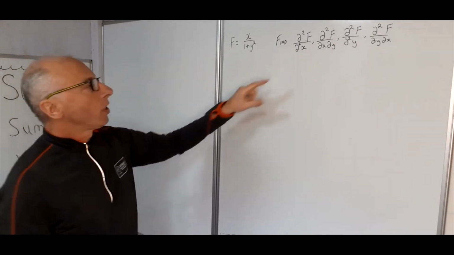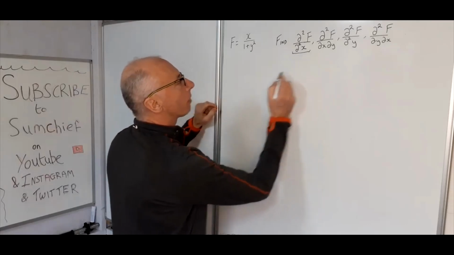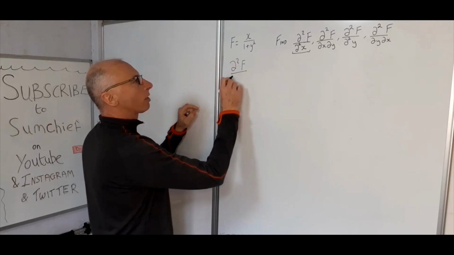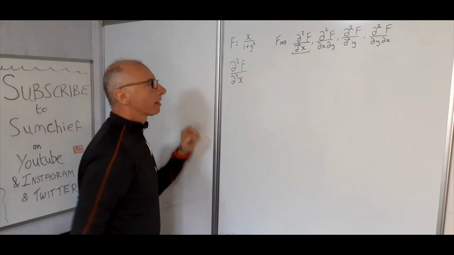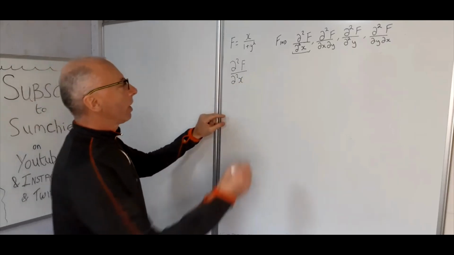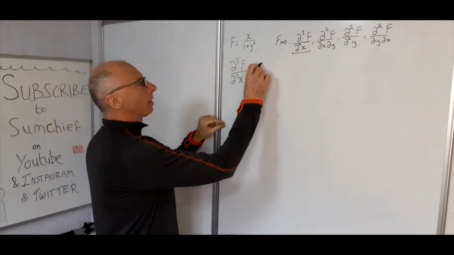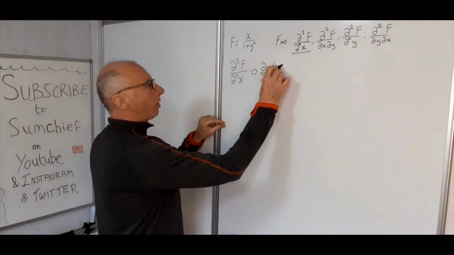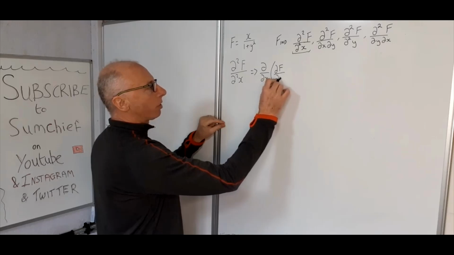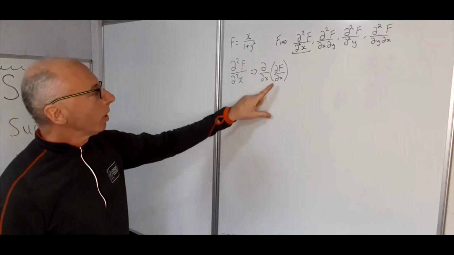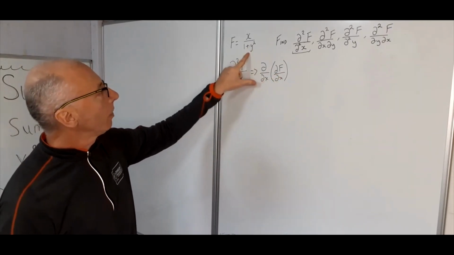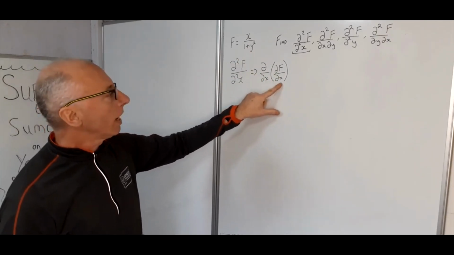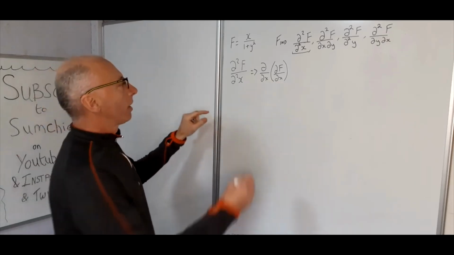So let's have a look at this first partial here. Let's have a look at this one first. So the partial of f twice, or squared, with regards to x. Now I prefer to rewrite this, because it's sometimes easier to understand, as the partial with regards to x of the partial of f with regards to x. So basically what we do is we take this partial first of f with regards to x, and then the answer of this, we take the partial of that answer in here. So let's jump straight into that.